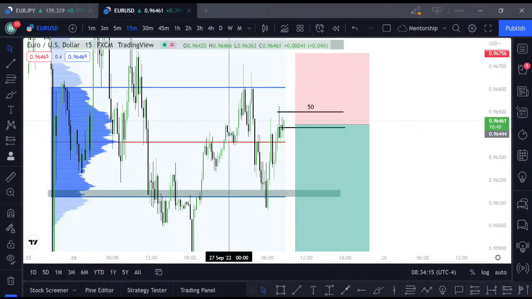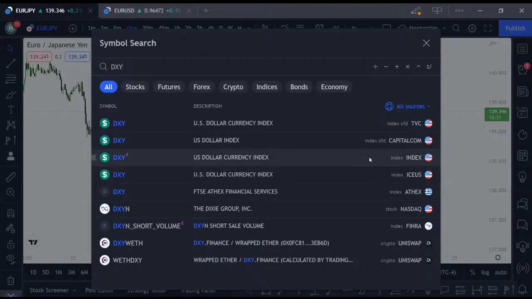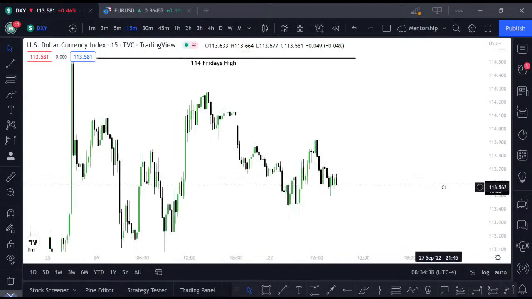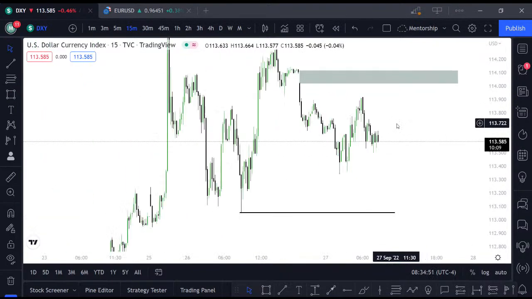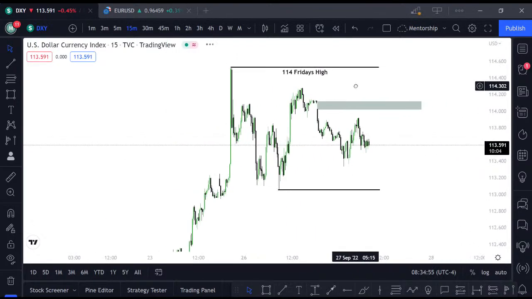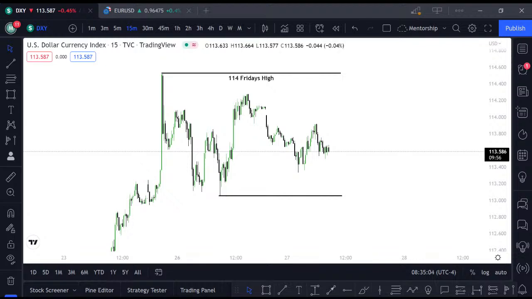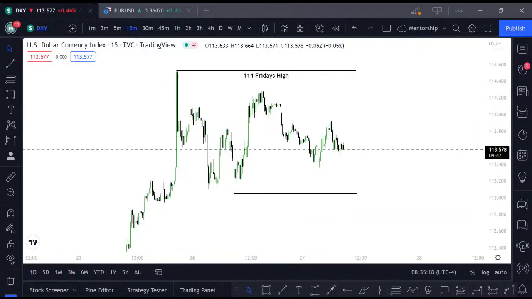Okay, let's see, let's wait. Let's look at the DXY. Waiting.